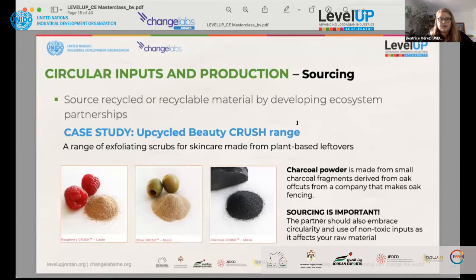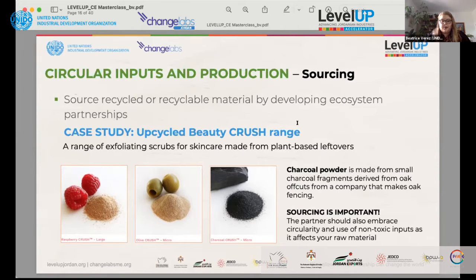Now, if we look at a different example of sourcing, and again, going back to developing ecosystem partnerships, if you look, for example, at the case study of the Crush range by Upcycled Beauty, they've created a range of exfoliating scrubs from skincare. And what's interesting here is that it's based on plant-based leftovers. So again, it's completely different from the textile industry. It's more around the biological nutrient side of things. And what they've done is they've looked at the waste products and the byproducts of existing agricultural processes and used that as their raw material for certain goods. For example, the pips when you're making fruit pulp, they've used that as an exfoliant. Same with the pits from olives, and also for charcoal powder.